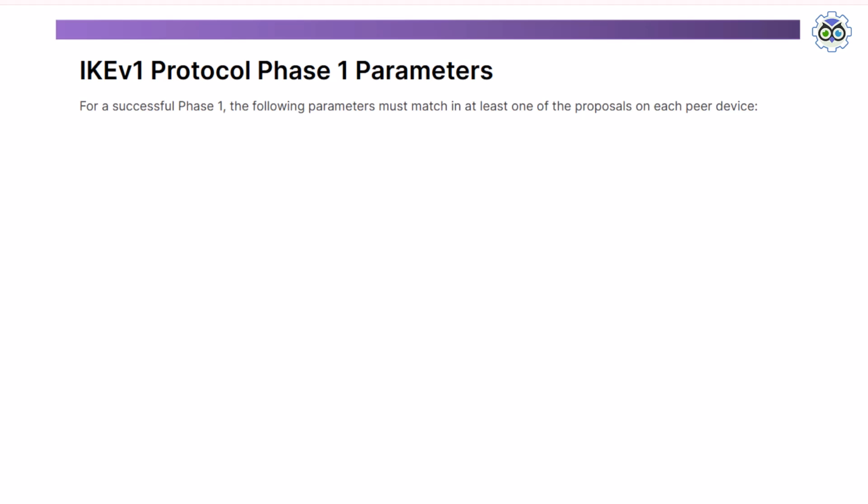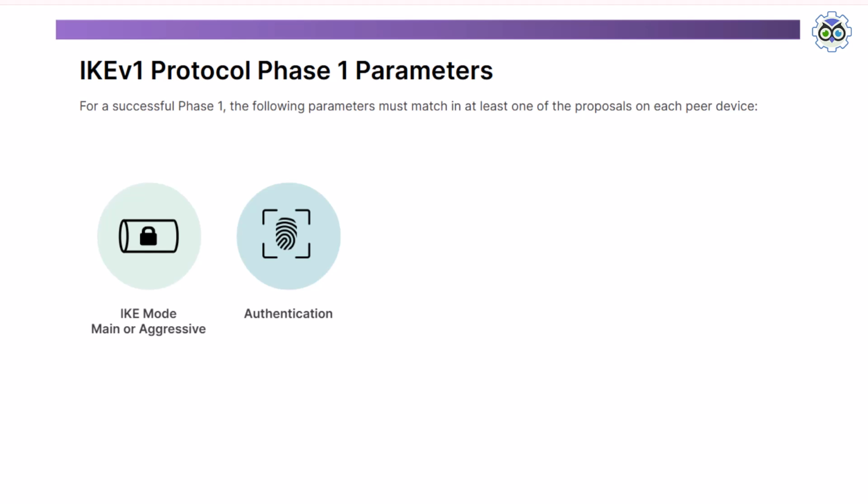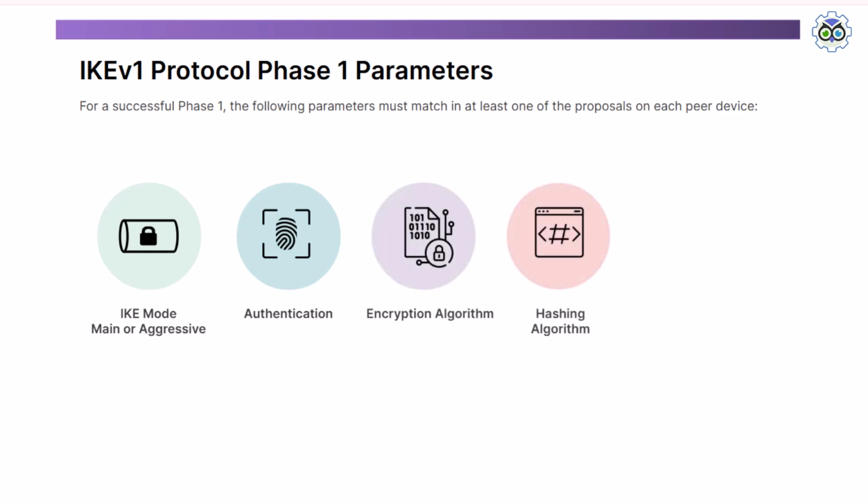For a successful Phase 1, the following parameters must match in at least one of the proposals on each peer device: IKE mode, main or aggressive, authentication, encryption algorithm, hashing algorithm, Diffie-Hellman group. Other parameters don't need to match because they can be negotiated. Phase 2 can start only after Phase 1 completes successfully.